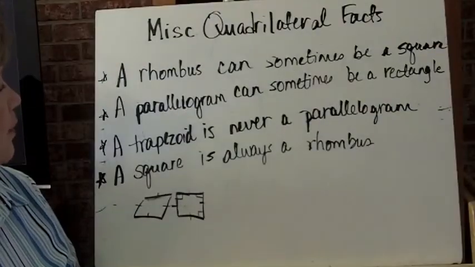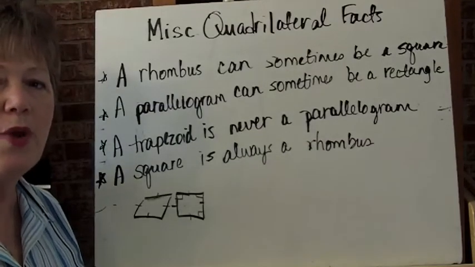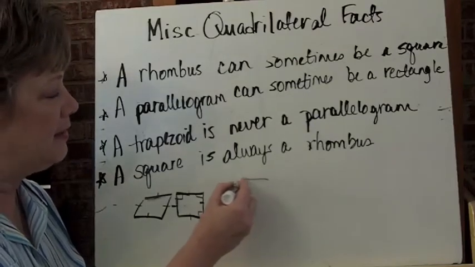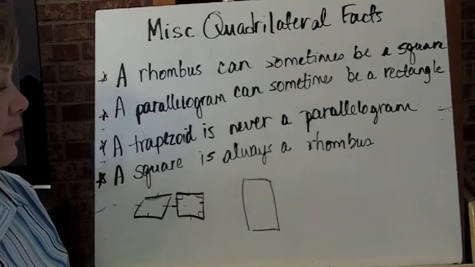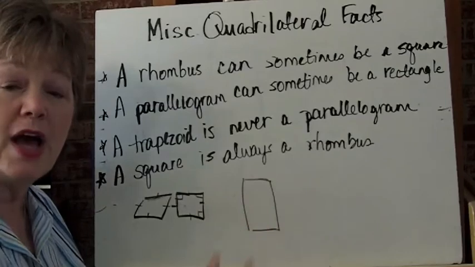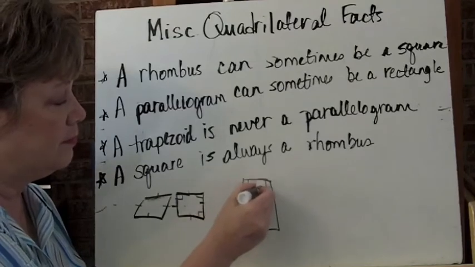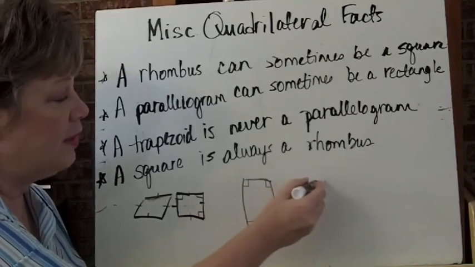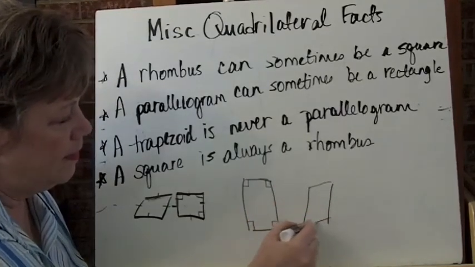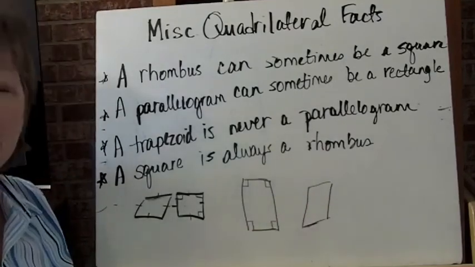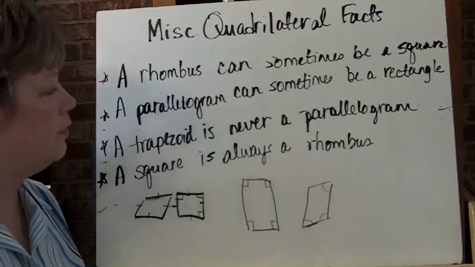The next thing I wanted you to see was that a parallelogram can sometimes be a rectangle. Remember that a rectangle has 2 opposite sides congruent, and they are all parallel. So this is just a very special kind of parallelogram. And it has to have right angles. This, on the other hand, is not. That is a parallelogram, but it is not a rectangle because those are not right angles here. Those are not right angles.